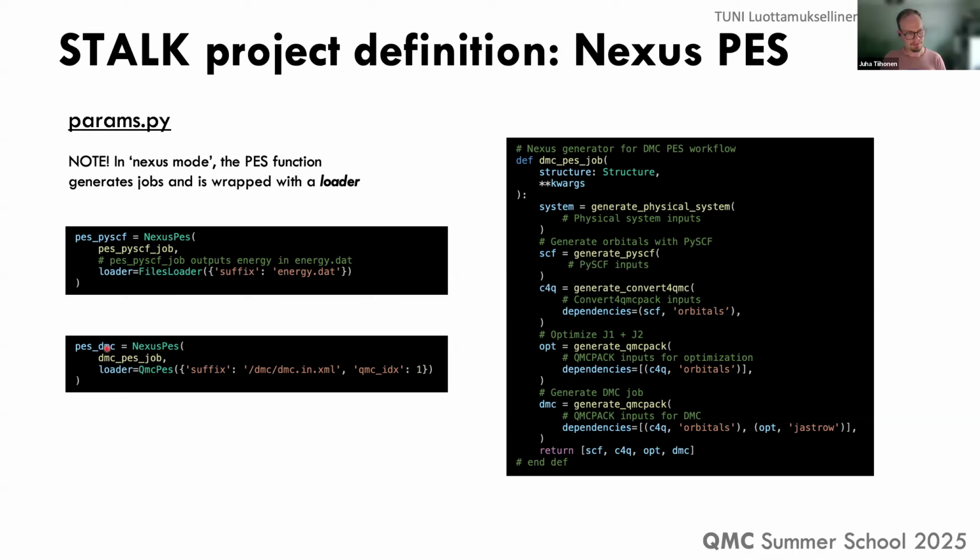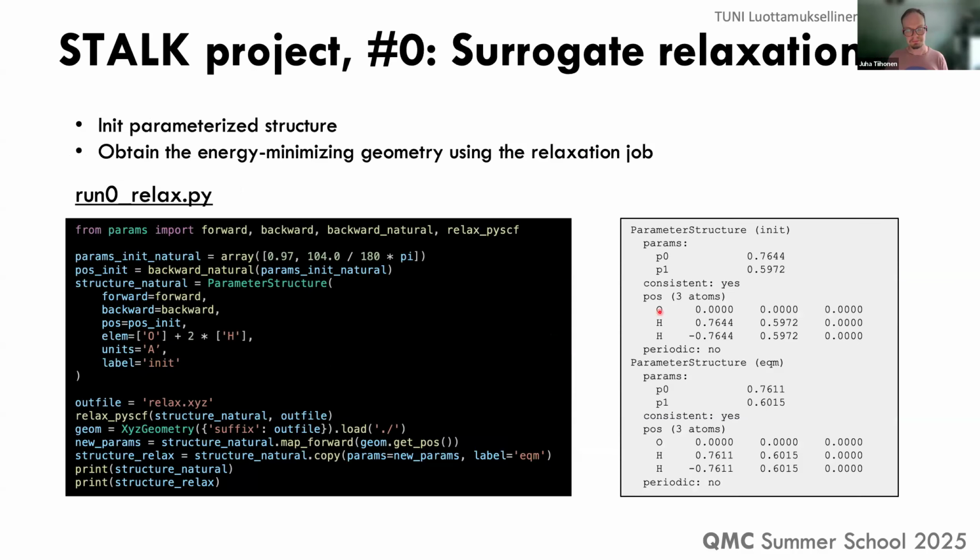The DMC job can be produced like so. We provide a structure and a few other keyword arguments. This is just a summary, and then we generate the physical system, generate PySCF orbitals, then convert, then do optimization, and then do DMC. And we return just a list of jobs. And Nexus takes care of the rest. Take a better look at it in the examples.